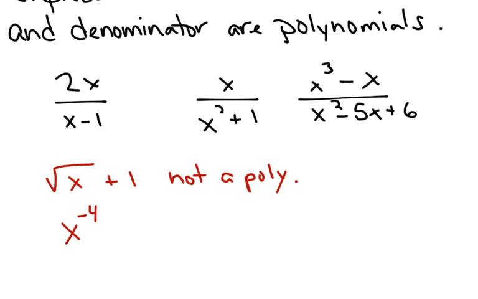x to the negative fourth plus x. If you have x to the negative fourth, it's not going to be a polynomial. I think those are the ones we normally look for: square roots and negative exponents. We also don't want to see things with multiple variables in them, but we won't see that. We're only going to see problems that have a single variable.